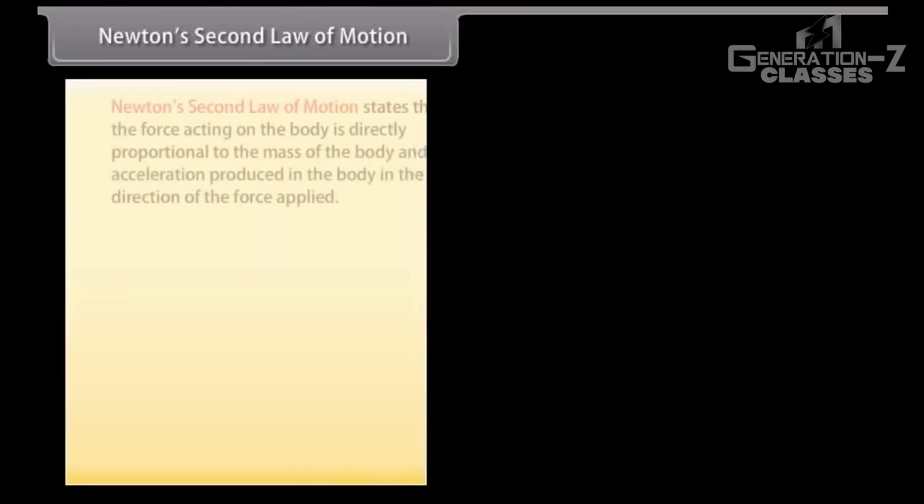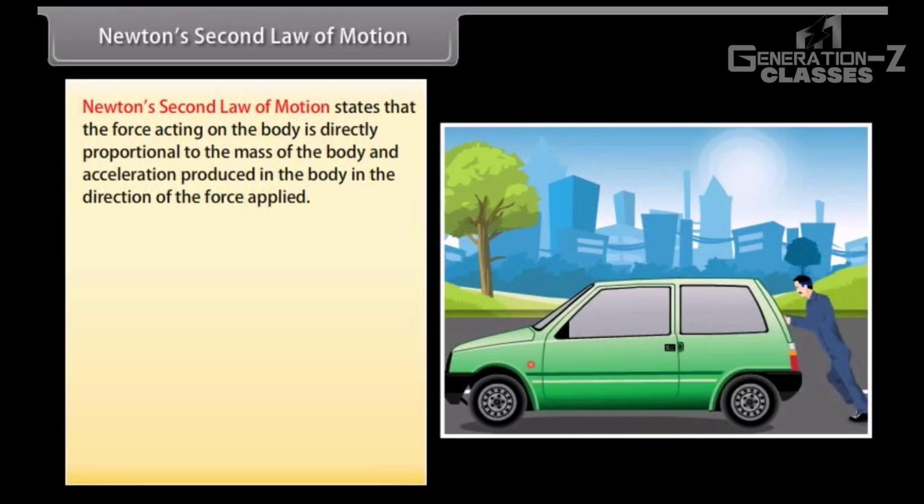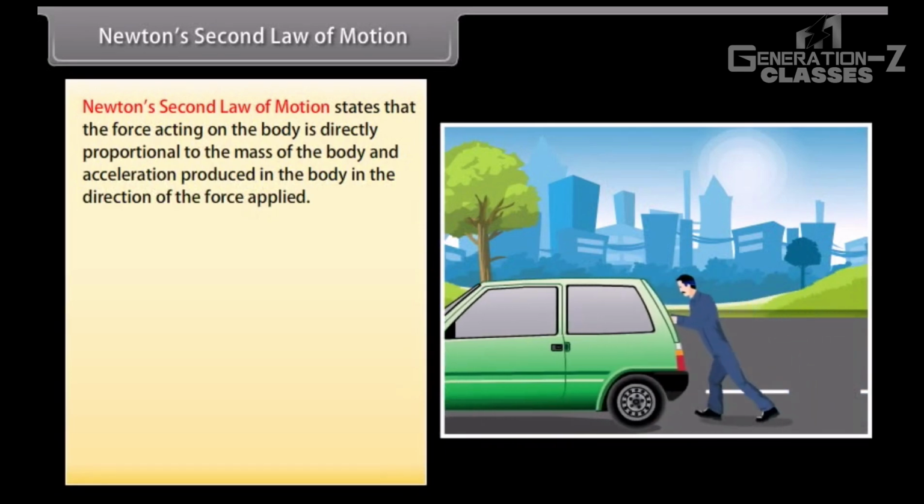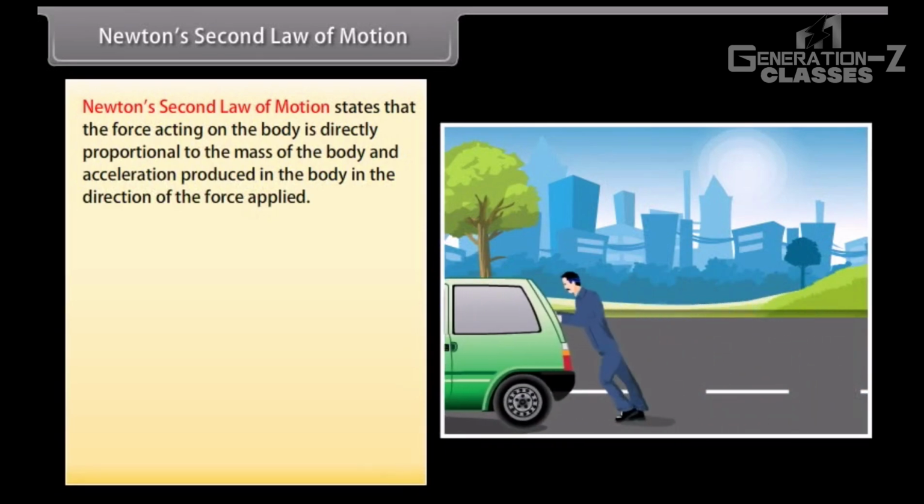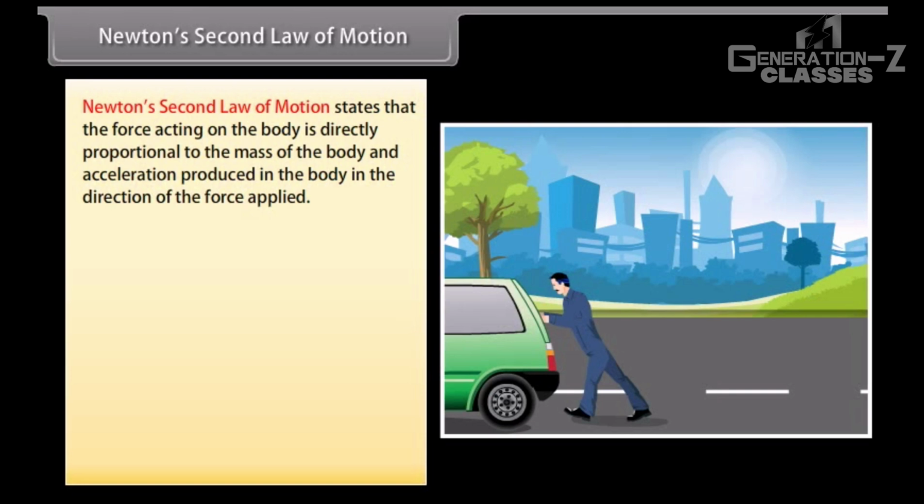Newton's second law of motion. Newton's second law of motion states that the force acting on the body is directly proportional to the mass of the body and the acceleration produced in the body in the direction of the force applied. F is equal to m into a, where F is force, m is mass, and a is acceleration. Units of force.